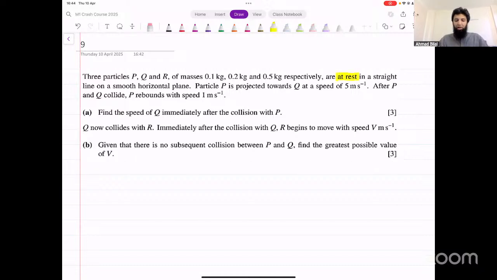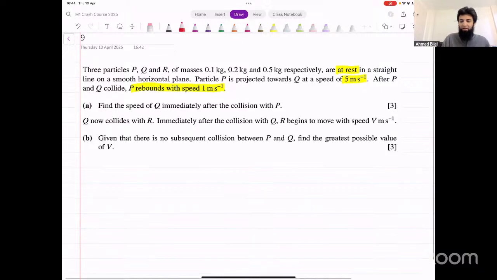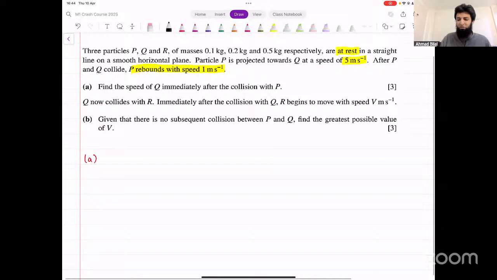Okay. Particle P is projected towards Q at a speed of 5 meters per second. So that's the first thing that's happening. And then they're saying after P and Q collide, P rebounds with speed 1 meter per second. Find the speed of Q immediately after the collision with P. Now, the first part seems fairly straightforward.